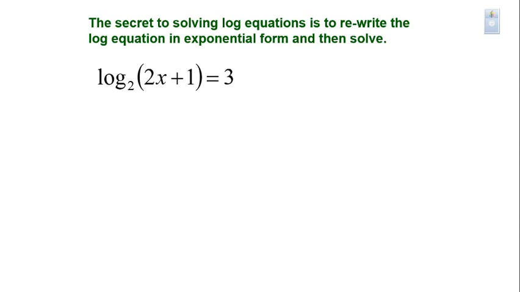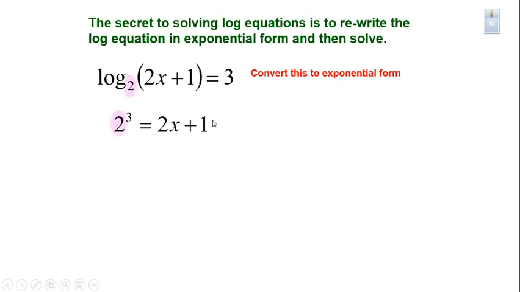Let's say we're trying to solve log base 2 of (2x plus 1) equals 3. We're trying to solve for x, and there's no way for us to isolate the x anymore. So we convert this equation from logarithmic form to exponential form. We look for the base. The base is 2. The output, 3, becomes the exponent, and the input becomes the output. So we end up with 2, the base, to the power 3 equals 2x plus 1.